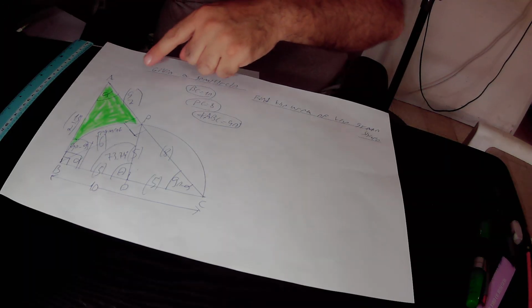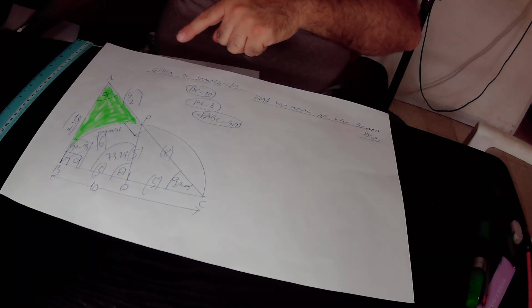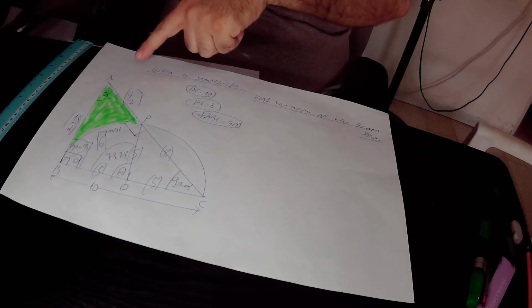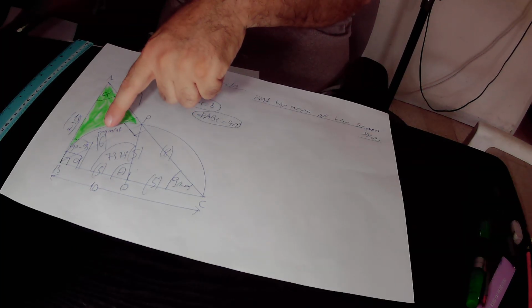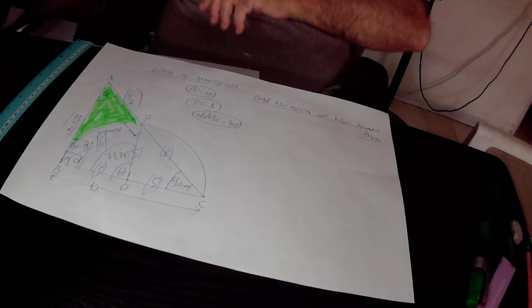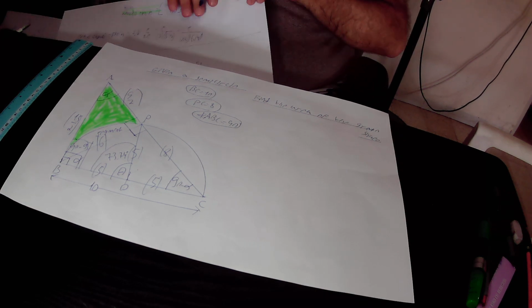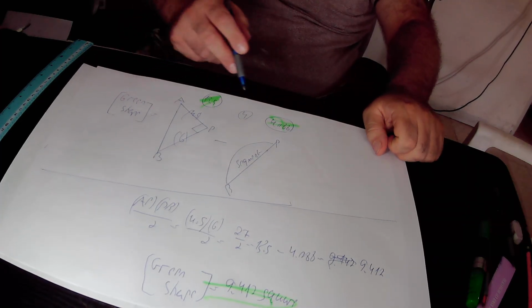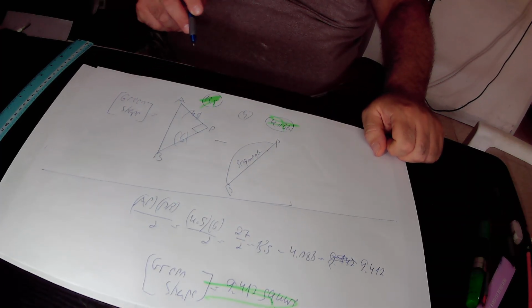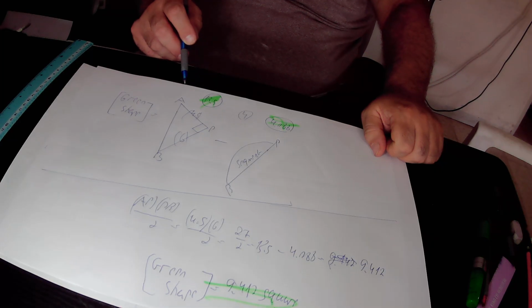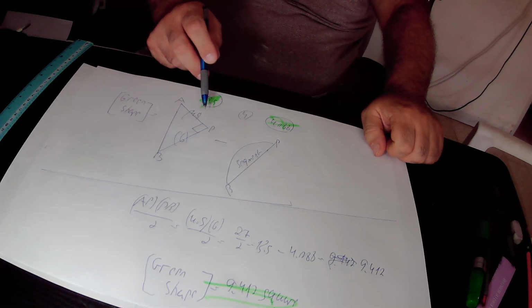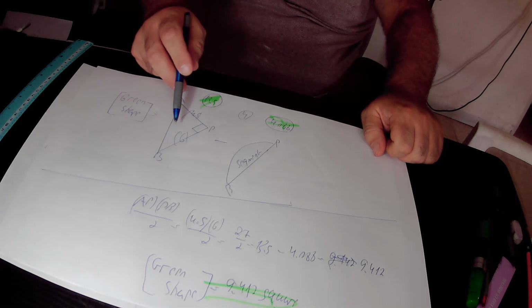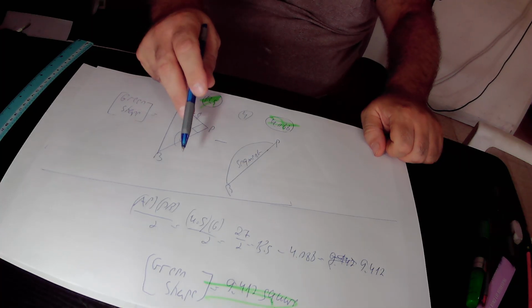Our task is to find the area of this green shape. The area of this green shape equals the area of the triangle APB minus the area of this segment PB. Again, the area of the green shape equals the area of the right triangle APB minus the area of segment BP. The area of this right triangle APB equals the base of the triangle, that is AP, times the height, that is PB, over 2.